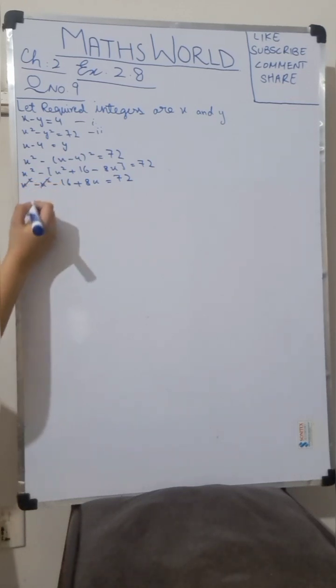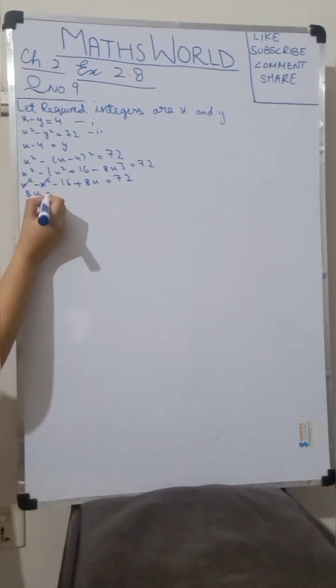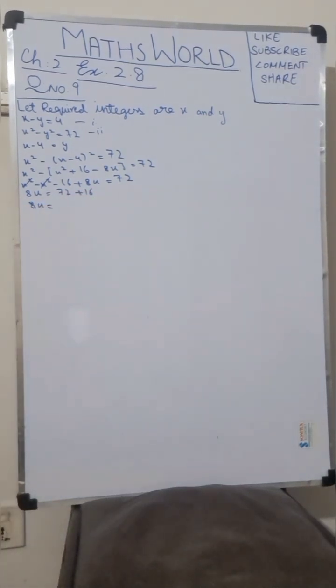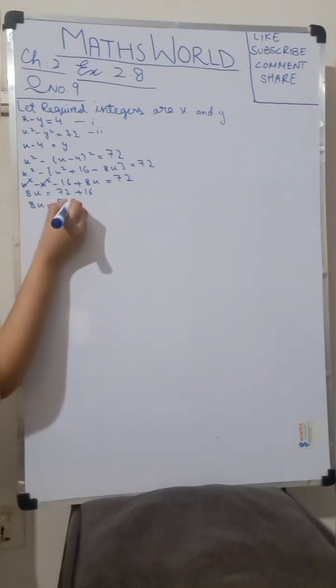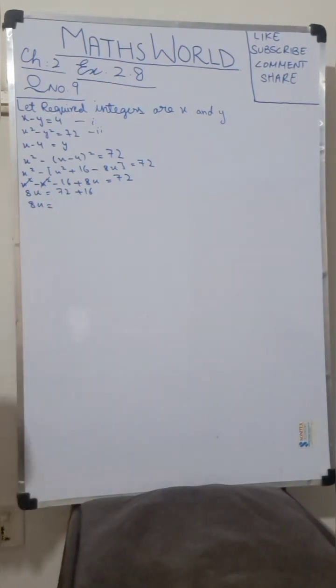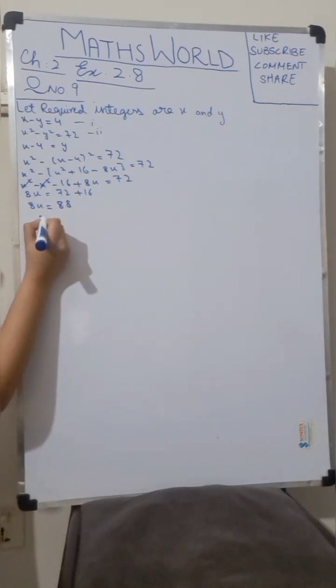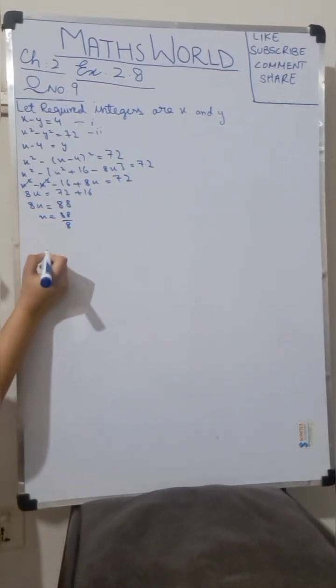This can be cancelled, plus minus. Now 8x would be here and 72 plus 16 would be moved to the other side. Now you are going to simply add 72 and 16, and you will get 88. So x is equal to 88 by 8.